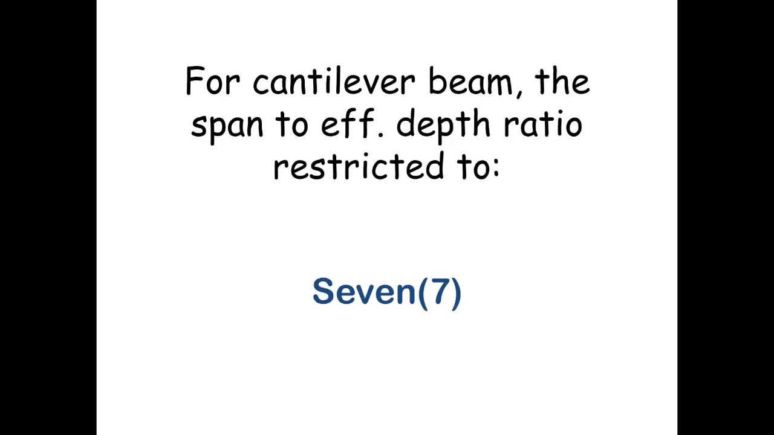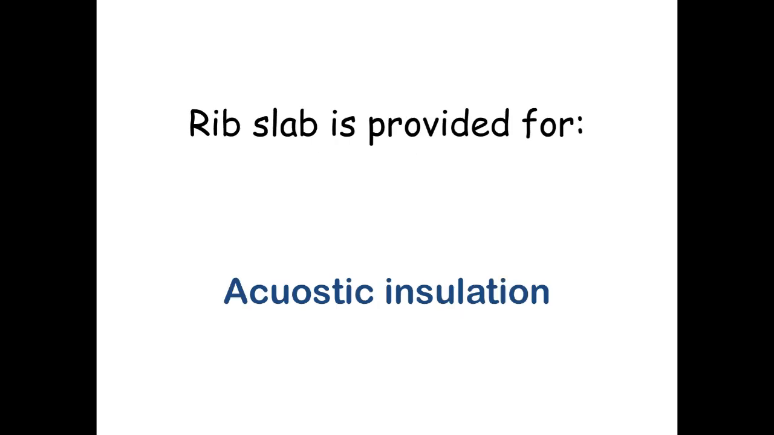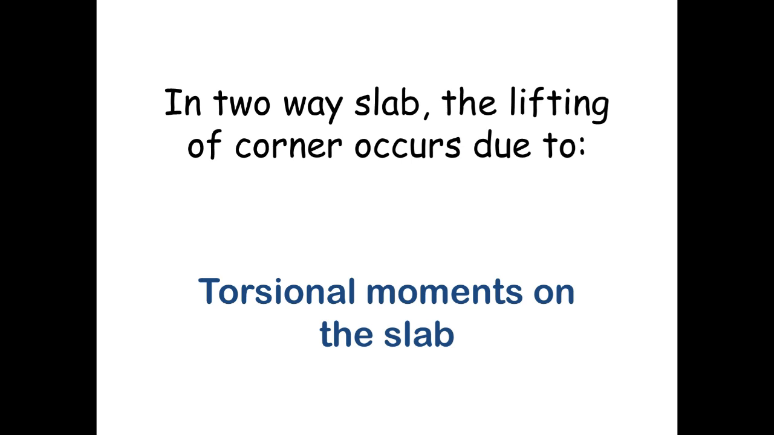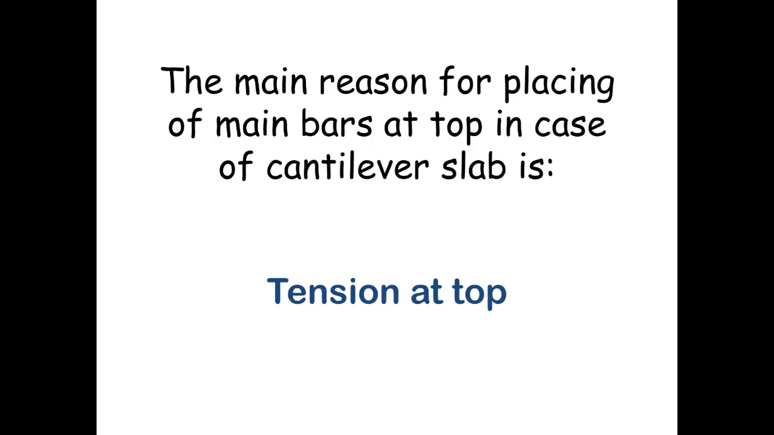For cantilever beam, the span to effective depth ratio is restricted to 7. Rib slab is provided for acoustic insulation. In two-way slab, the lifting of corner occurs due to torsional movements on the slab. The main reason for placing of main bars at top in case of cantilever slab is tension at top.